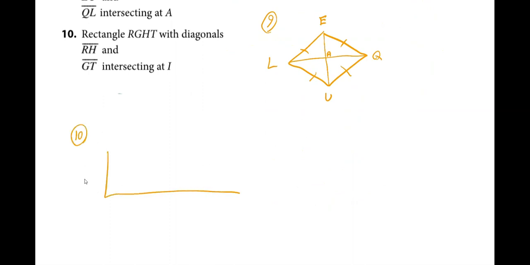All right, and last one, rectangle. That means we're going to have 4 90-degree angles. So I'm just going to draw them as right angles, okay? And RGHT with diagonals RH. So I'm going around the shape like this, and it says RH and other diagonal GT, intersecting at point I.